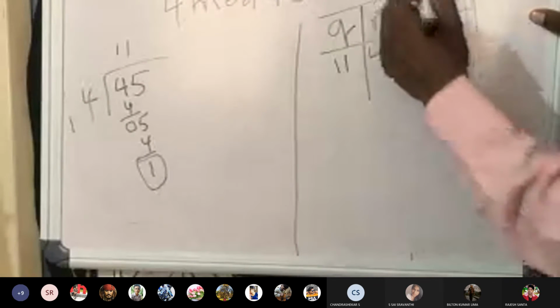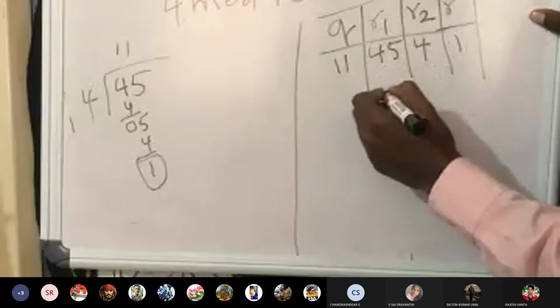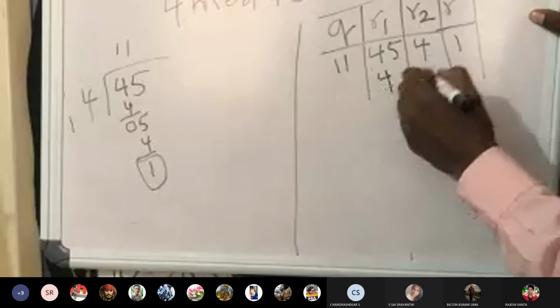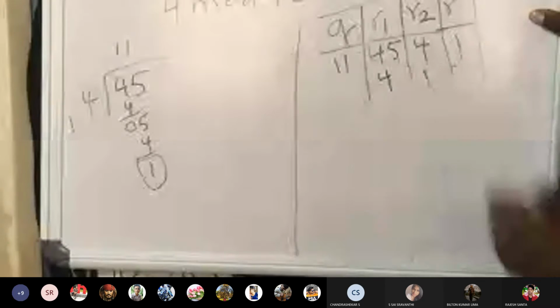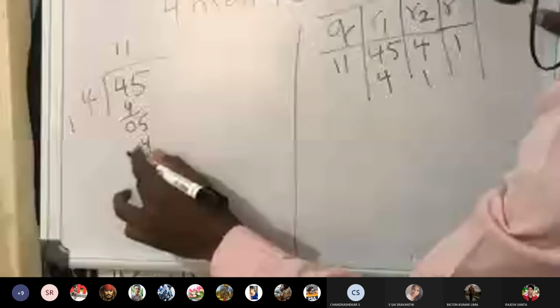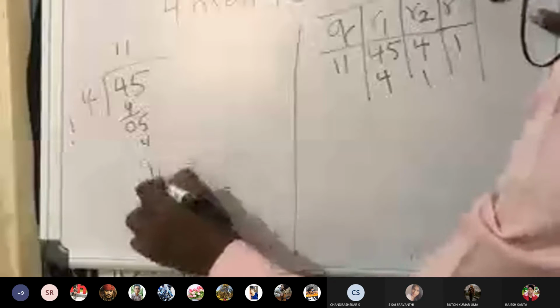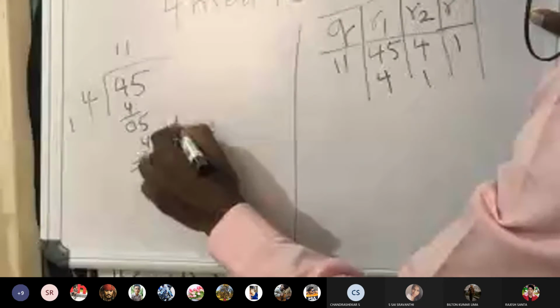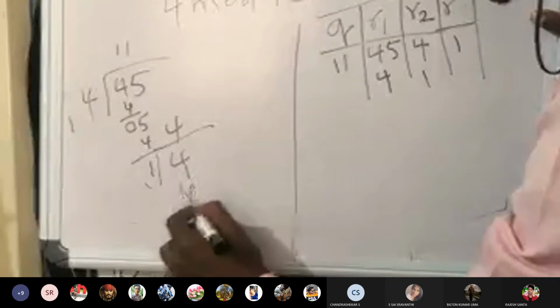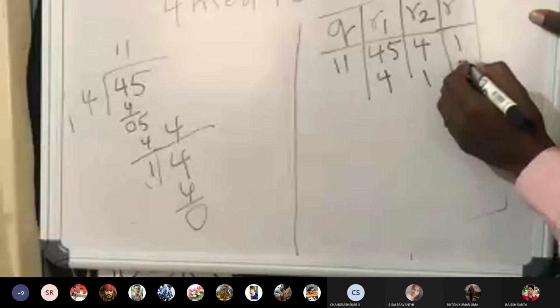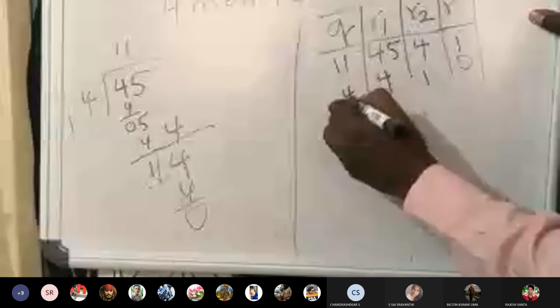What is next? Now, R2 is going to be R1. I'm going to put 4 here, and this is going to be 1. Now, 4 divided by 1. I put 4 here and 4 here. This is going to be 4, this is going to be 0. The remainder is equal to 0. The quotient is equal to 4.